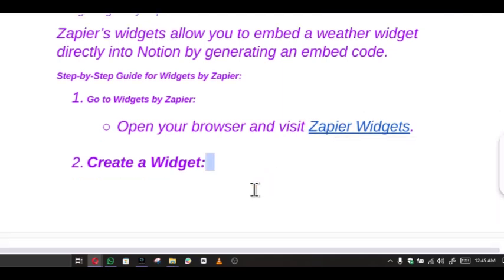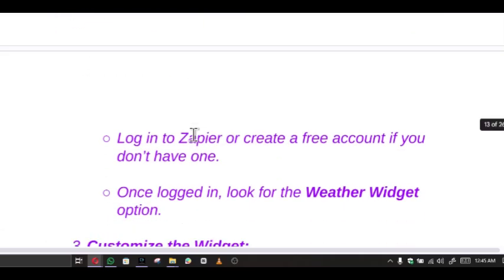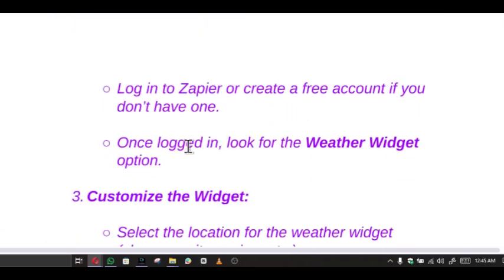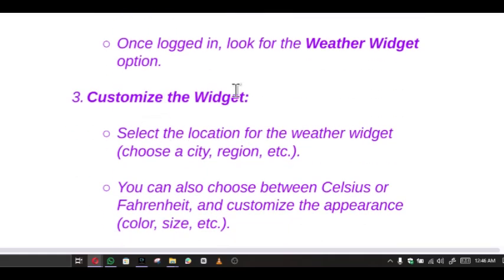Now once you've visited there, the next thing you're going to do is create a widget by logging into Zapier or creating a free account if you don't have one. Once you're logged in, look for the weather widget option. Then you customize your widget.